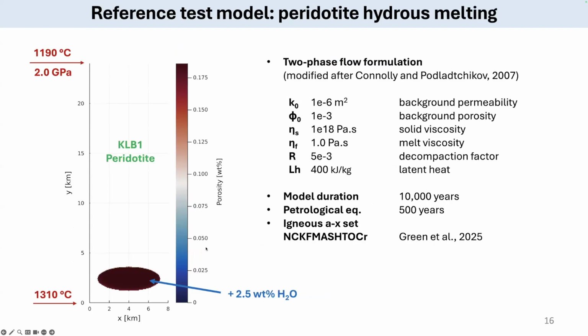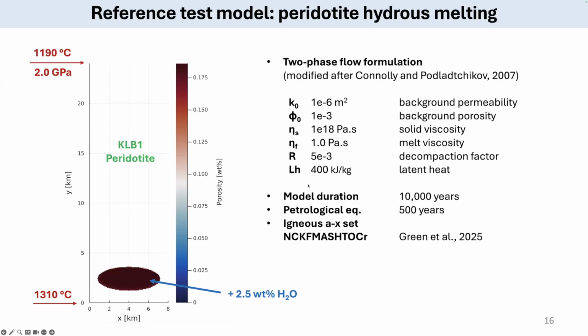And to demonstrate this hash table approach, I'm going to present a very simple reference test model, which is based on the hydrous melting of a peridotite. Here I'm going to use a very simplified two-phase flow formulation, which is modified after Connolly and Podladchikov 2007. You have here some background parameters that we use, and we use what we call decompaction weakening. It means that as the wave is rising, the solid host rock becomes weaker as the pressure of the fluid is negative.